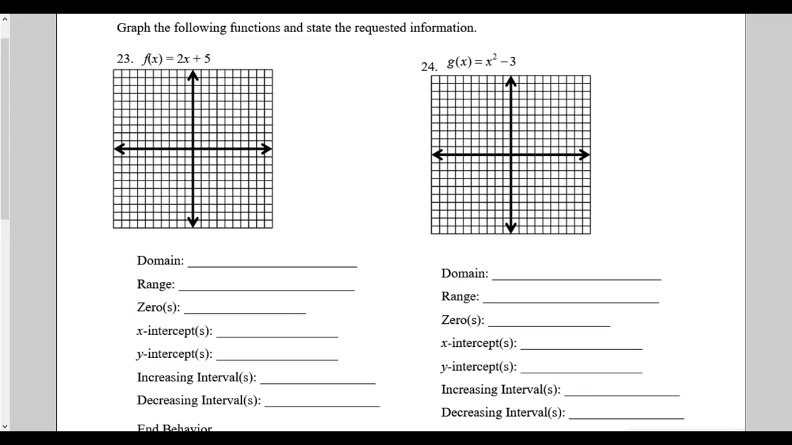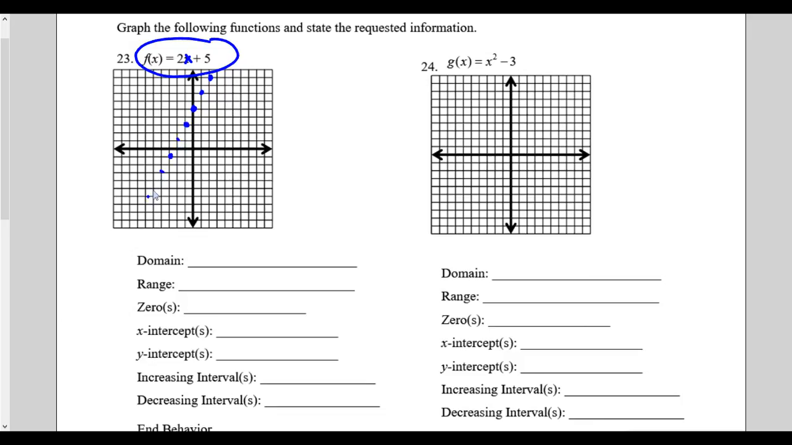All right, so here we're going to graph these functions and state the requested information. Number 23, we've got f of x is 2x plus 5. So we should know our parent function here is x, which is a line. The plus 5 on the end moves us up 5. So that's where we're going to start from. The times 2 out in front stretches us vertically by 2, so our slope is 2. We go up 2 over 1, or down 2, 1 to the left.